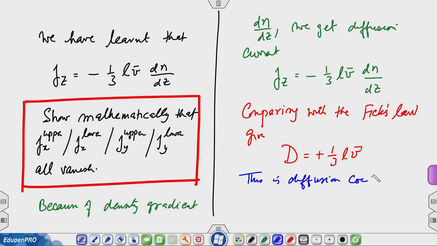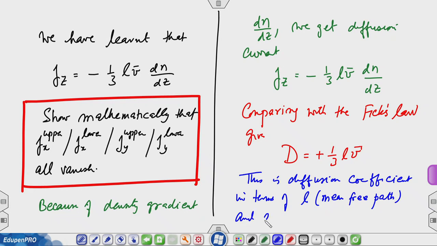This is the diffusion coefficient in terms of the mean free path and average speed V bar. So this calculation was exactly like what we did for pressure or flux, except that now an additional term came because there is a gradient in the density, and that additional term gives you the diffusion current.